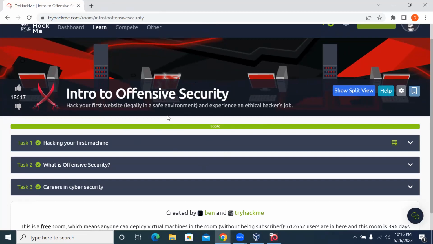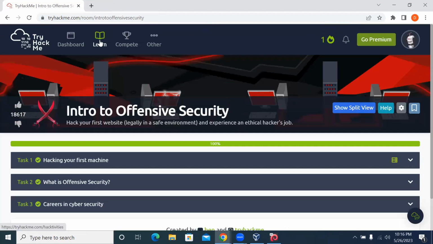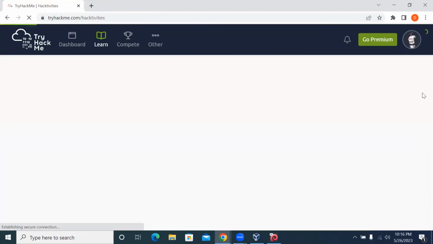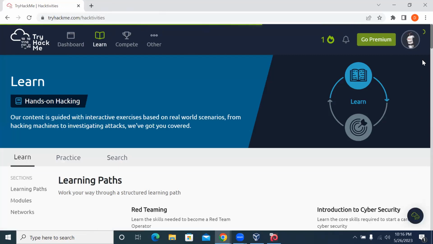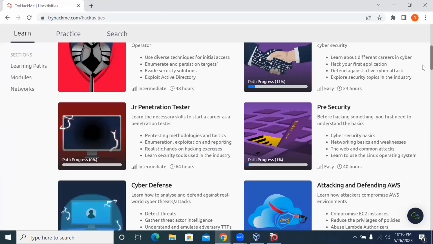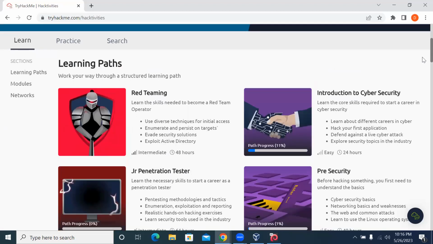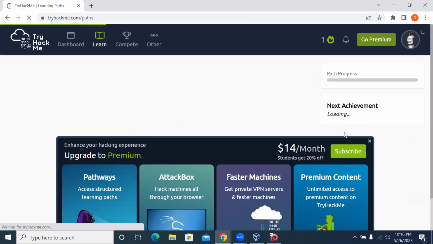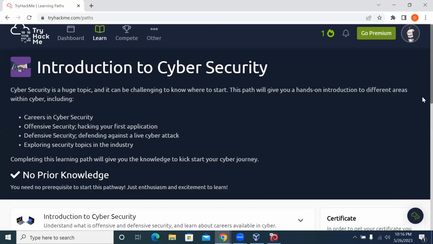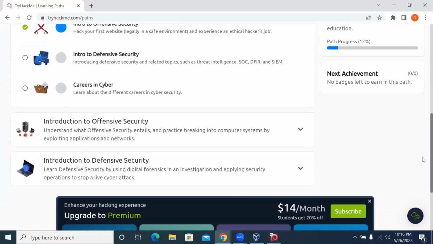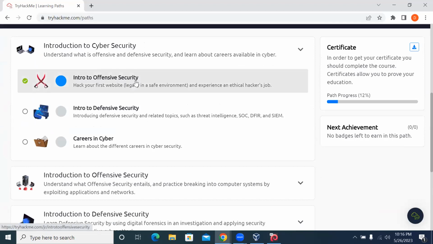What we have done, the first module, is intro to offensive security. That is what we have done, right? So you can still go back to your learning, go to that intro to cybersecurity, and continue other parts. What we just did is just 11%. So you can go there and continue the other parts on it. Intro to offensive security is done.